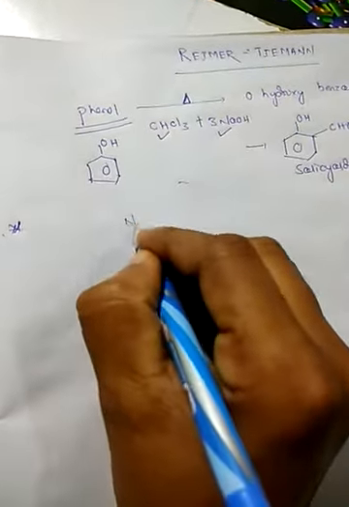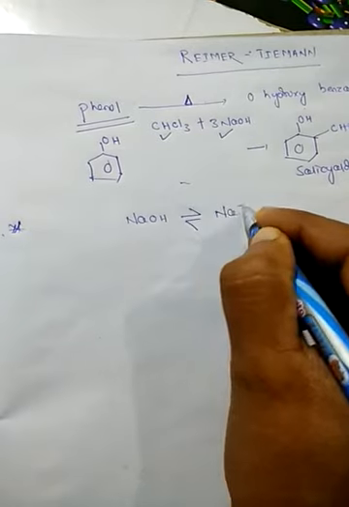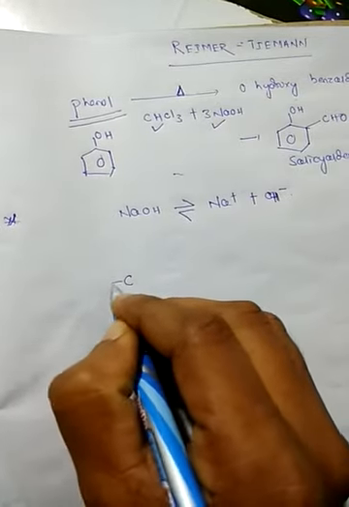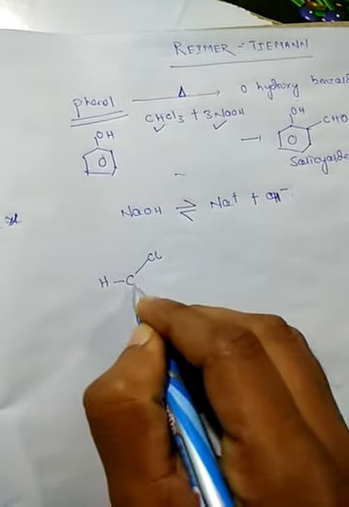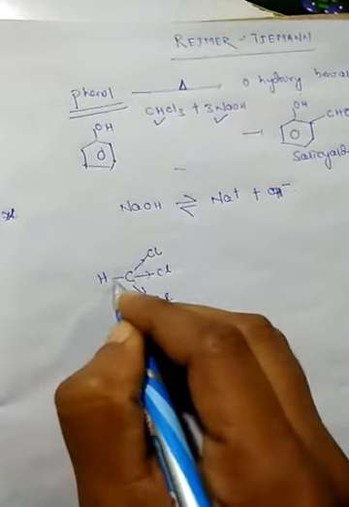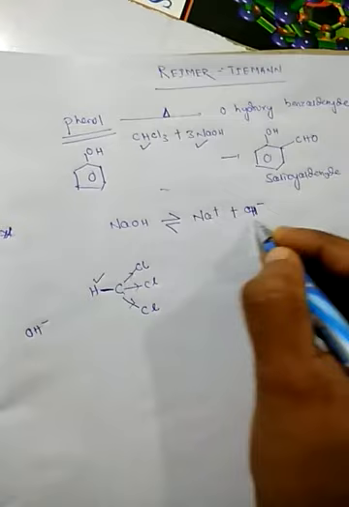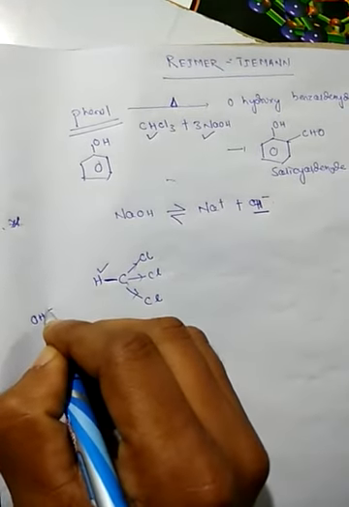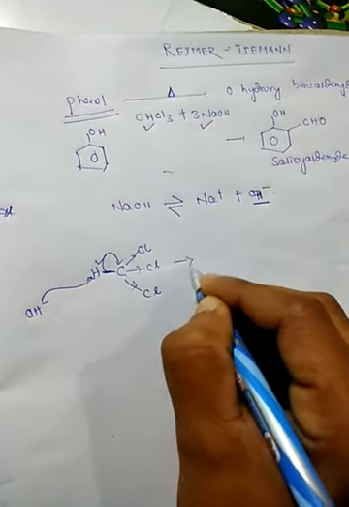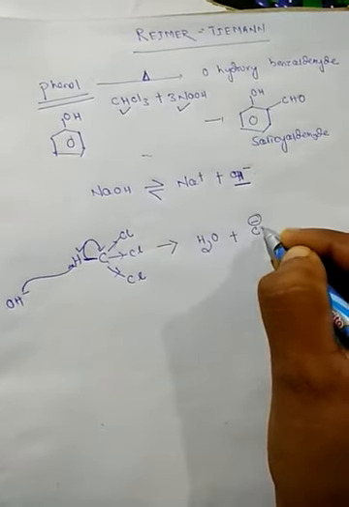Initially we have sodium hydroxide, which dissociates to provide Na+ and OH-. Now we have chloroform, CHCl3. Due to the electronegative effect, this bond becomes weak, so this one is more acidic. Hydroxide from sodium hydroxide will attract this H+, and this bond shifts to the carbon atom to provide a carbanion, and this one becomes water and will generate the carbanion.